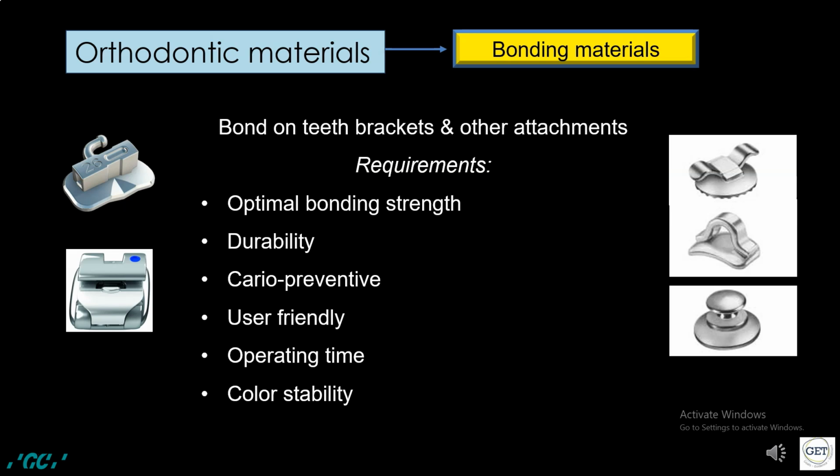Bonding materials are used to bond brackets and other attachments on teeth surface and other teeth with different coverage such as plastic, ceramic, zirconium and metal. There are several bonding systems in the market. The common requirements for any bonding system are optimal bonding strength, durability, cariopreventive, user-friendly, operating time, and color stability.